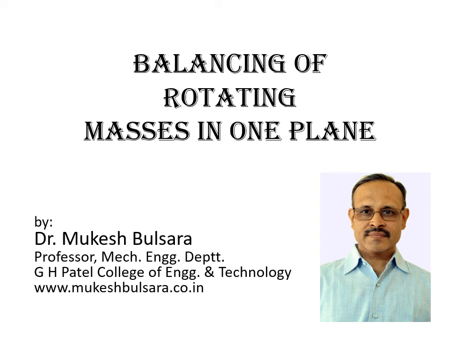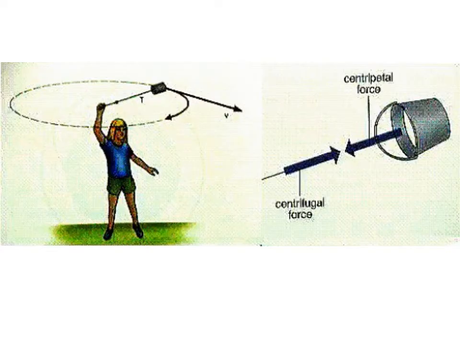Dear friends, today we learn balancing of rotating masses in one plane. Let us consider mass m, which is turning at a constant angular speed omega at a radius r from the center. This mass will generate a centrifugal force in the radially outward direction, which is given by m r omega square. This centrifugal force is always balanced by a centripetal force.